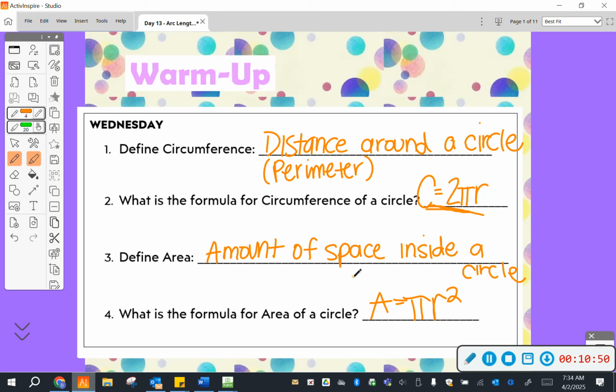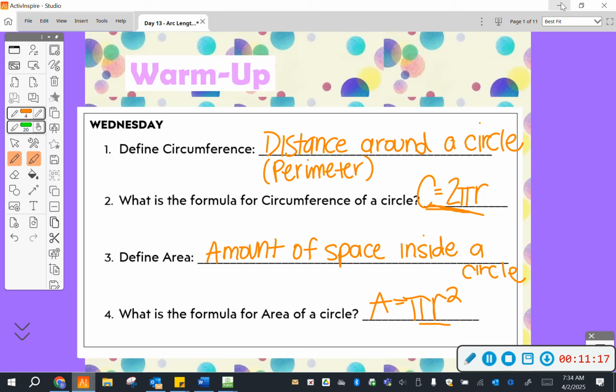Remember, area is filling in how much space there is. So the volume of this room is how much air is in the room. But the area in the room is how much floor, how much carpeting there is, right? So the formula for area is pi r squared. I want you to think of your circle as the radius being 1 base and the height being 1 base.